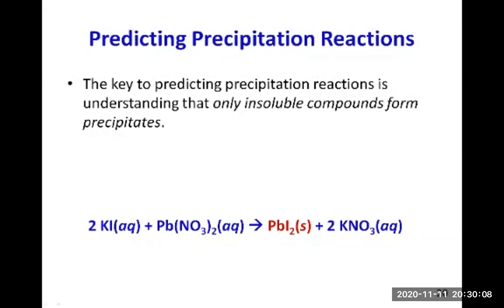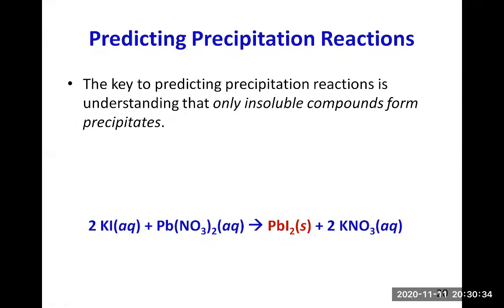So this is the third video of chapter 7, and it's going to focus on predicting precipitation reactions. The key to predicting precipitation reactions is to understand that only insoluble compounds form precipitate. An insoluble compound will be the precipitate, the solid.